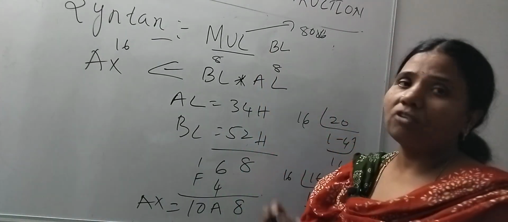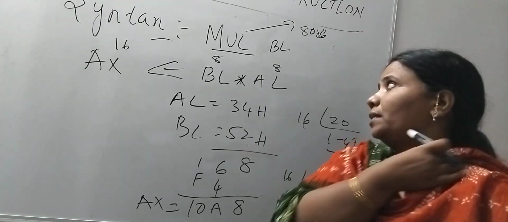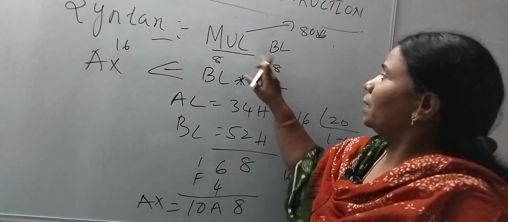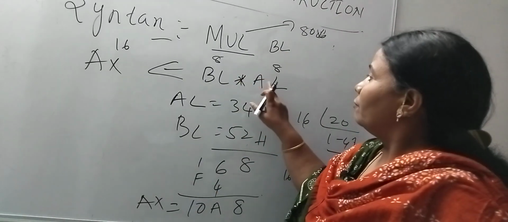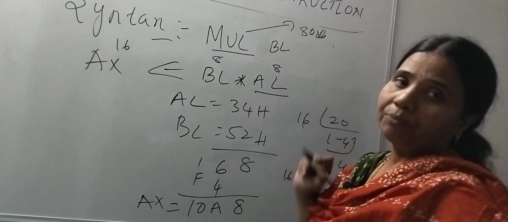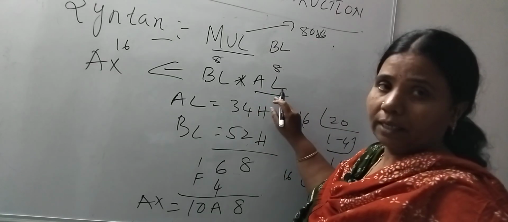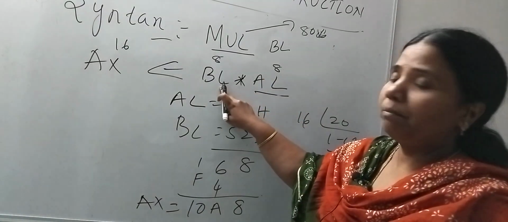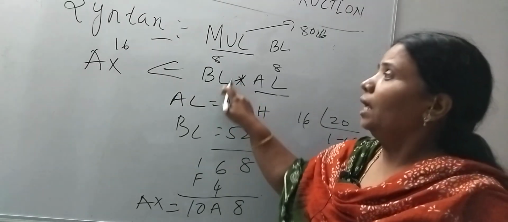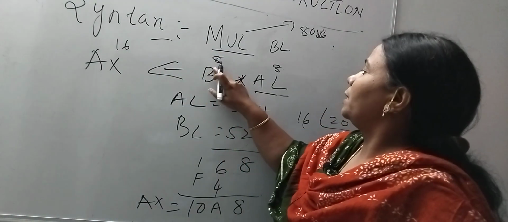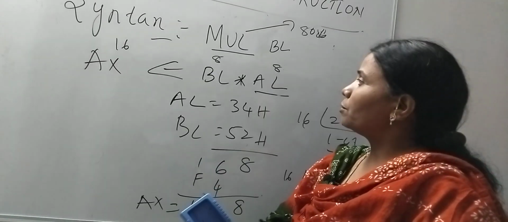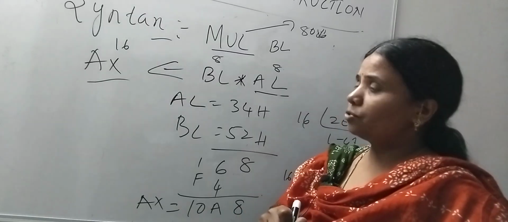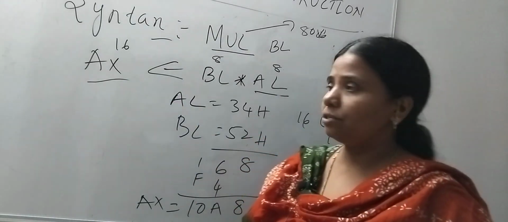Whenever the MUL instruction is taken by the 8086 CPU, it is going to multiply the content of BL with the default register AL. The 8-bit data present in AL is multiplied with the content you have taken in BL. When you multiply 8-bit with 8-bit, the product is 16-bit, and it is stored in the AX register of your 8086.